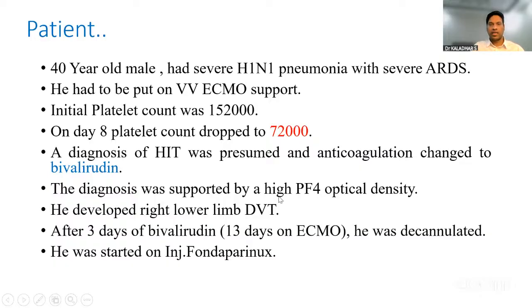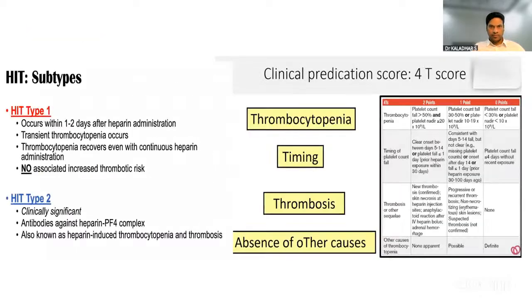Most of the time, what we do is an ELISA, looking at the optical density levels, and depending upon that we diagnose. But the serotonin release assay seems to be the standard. Most of the time we don't do that because it is not available across different centers. Of course, he developed a right lower limb DVT, which points towards the possibility of HIT. After 3 days of bivalirudin, he was decannulated, and afterwards was put on fondaparinux. So what clinches HIT in this case report?